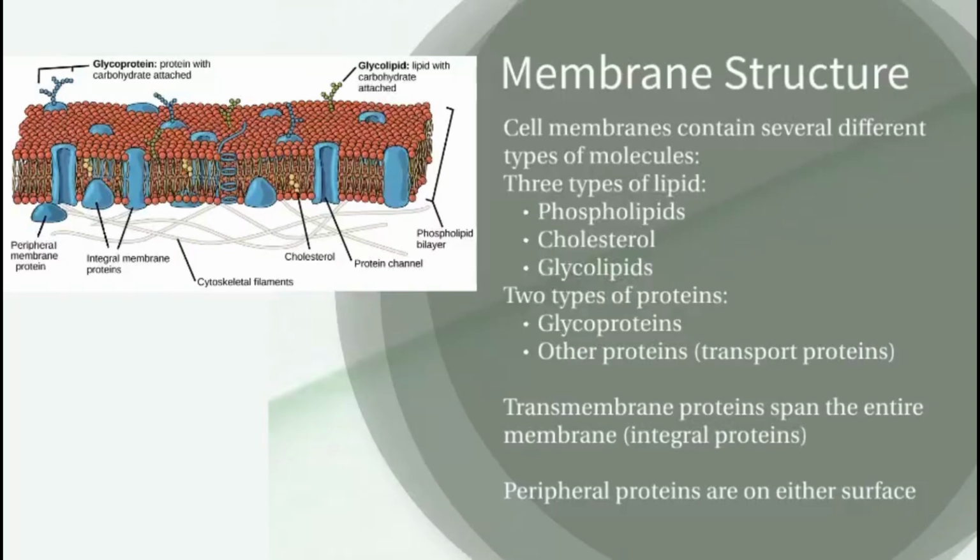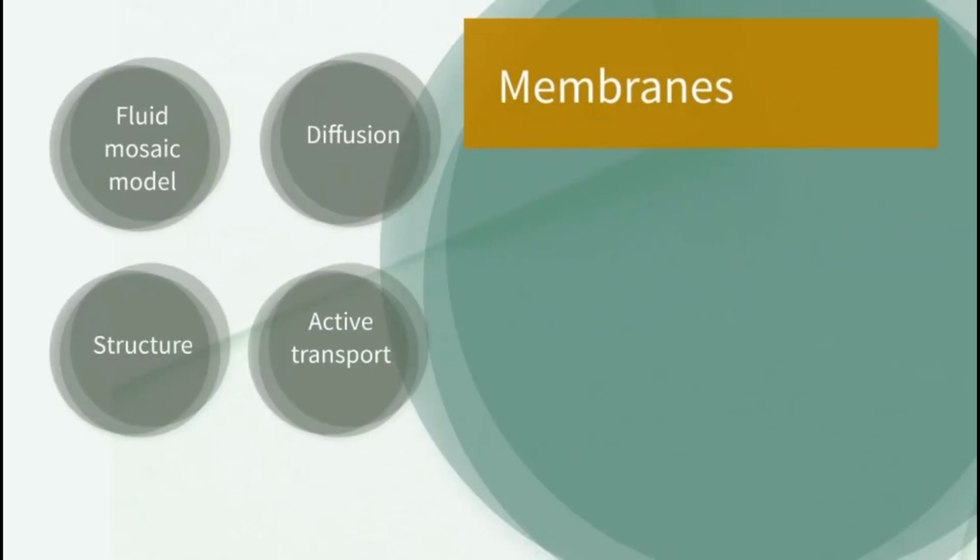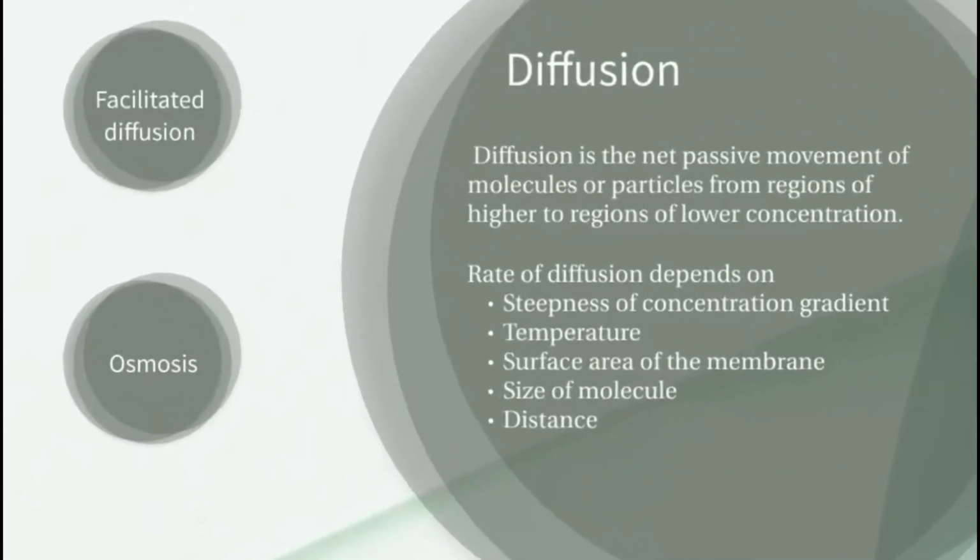So I'm just going to do a brief overview of diffusion again. We did go over this in one of the early lessons, but it's always good to go over it again. So diffusion is the net passive movement of molecules or particles from regions of higher concentration to regions of lower concentration. So this is a really important definition to have in your brain. You really want to add this to your glossary because it will come up time and time again. And in this module specifically, it's going to be your bread and butter.